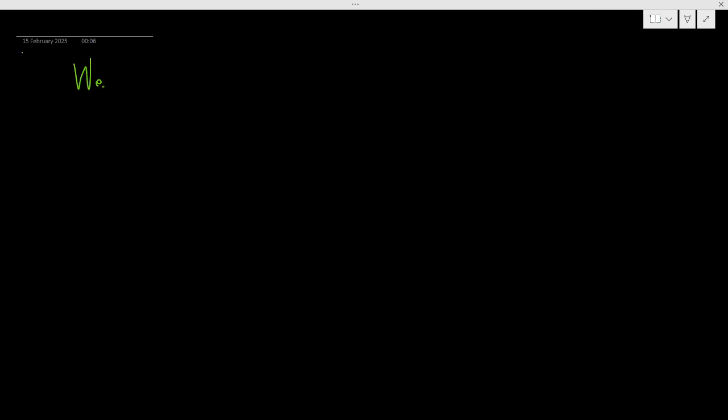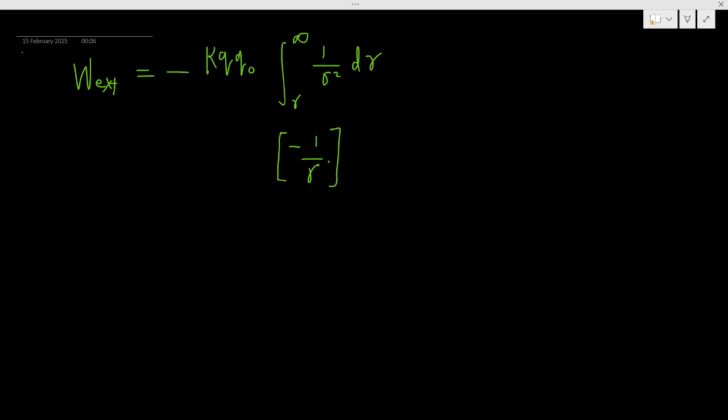Okay, so work done by external force is minus, and now infinity to r, and you can take all the constants out. Let me take the constants K, Q, Q naught out. r is variable because the distance between the two charges is changing. There's 1 by r squared and dr. Now what is the integration of 1 by r squared? You all know it is minus 1 by r. Very important: integration of 1 by r squared is minus 1 by r.